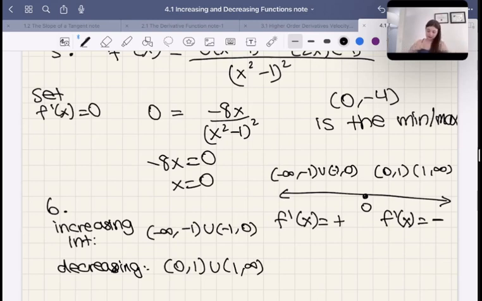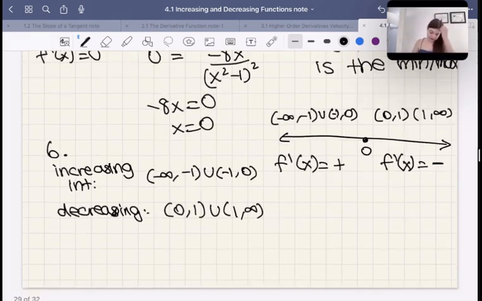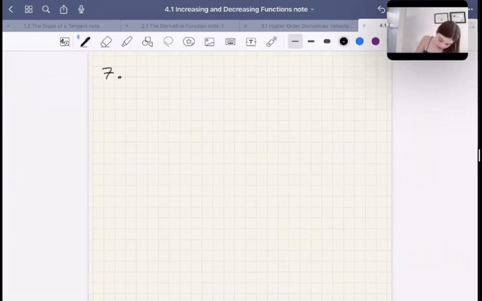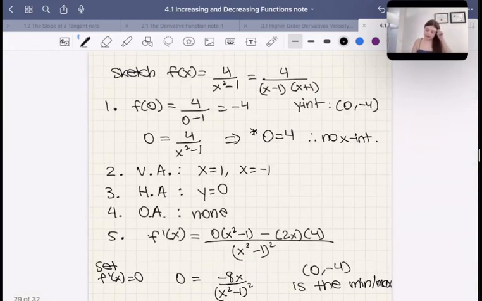Awesome. Okay, let's move on to step number 7. We're going to need another page for that, but that's no problem. Let's grab another page quickly. Let's find f double prime of x, right? Or that's just what I like to call it. It's really called the second derivative.